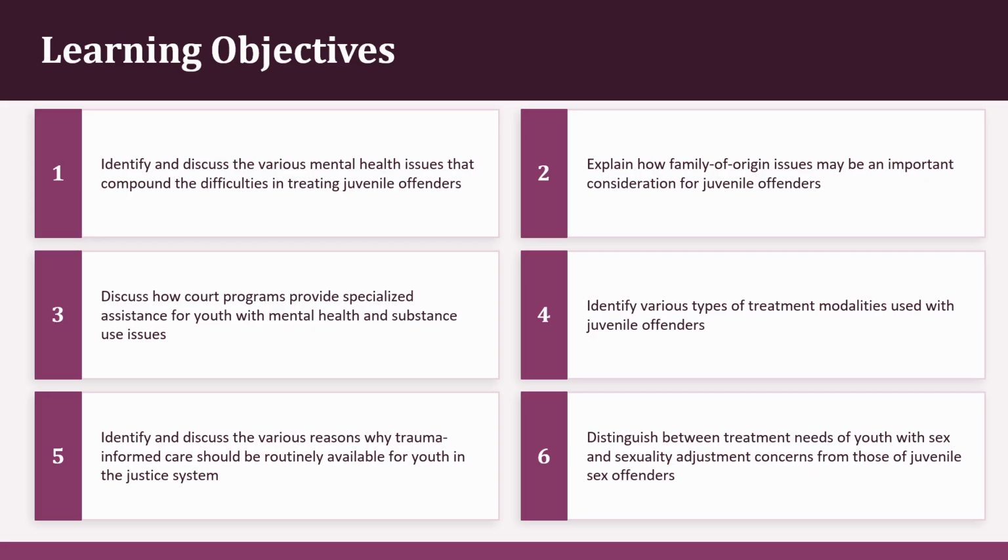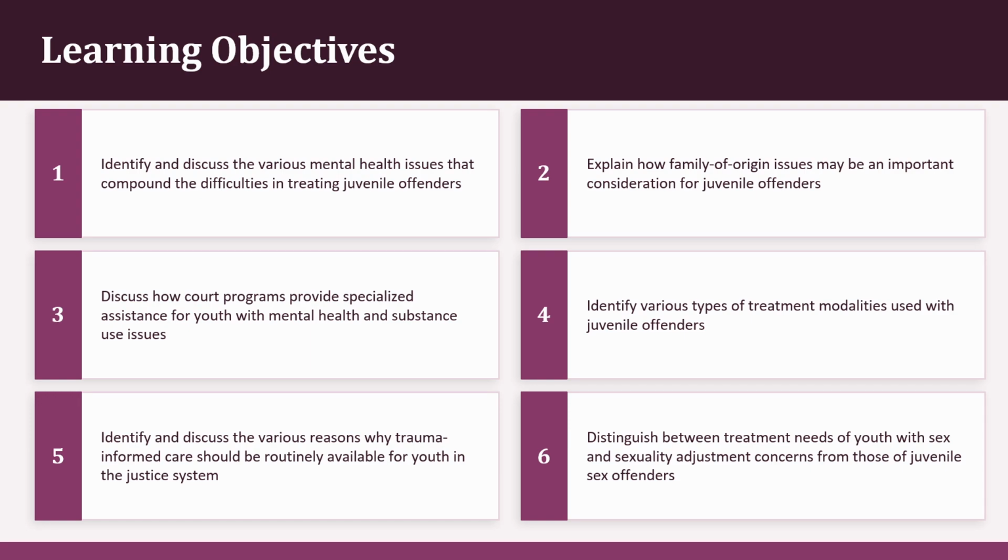The second objective asks you to explain how family of origin issues may be an important consideration for juvenile offenders. The home environment is where socialization begins, and for many serious juvenile offenders, that environment has been profoundly damaging. The third objective asks you to discuss how court programs provide specialized assistance for youth with mental health and substance use issues. We will look at drug courts and juvenile mental health courts, both examples of the therapeutic jurisprudence movement that has reshaped how courts think about their role.